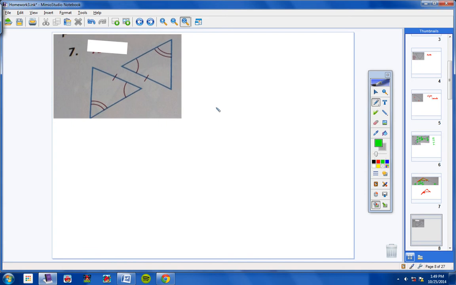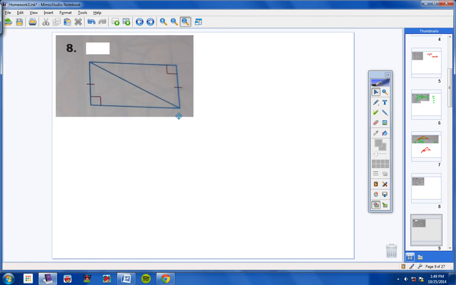The directions for number 7. State the postulate or theorem that can be used to prove the triangles are congruent. Okay, guys, here we go. We have angle, angle, side, congruent to angle, angle, side. So the answer would be angle, angle, side. Okay, number 8. Now be careful on this one. We know that we have an angle here congruent to an angle here. We know that. And we know that we have a side here congruent to a side here. Okay?